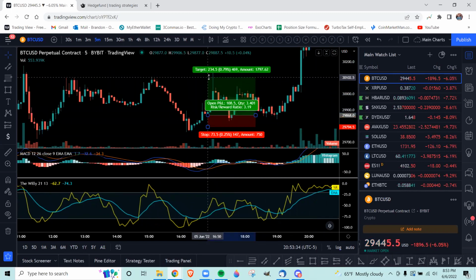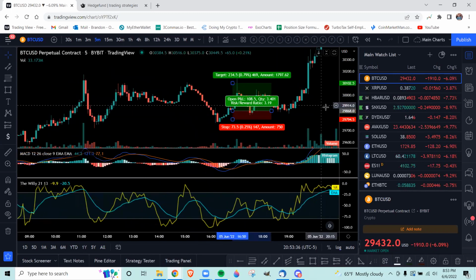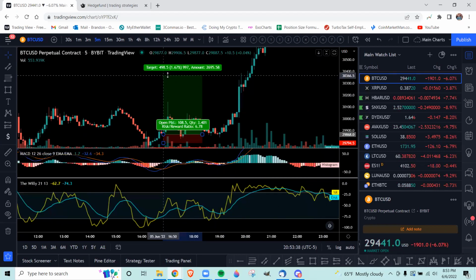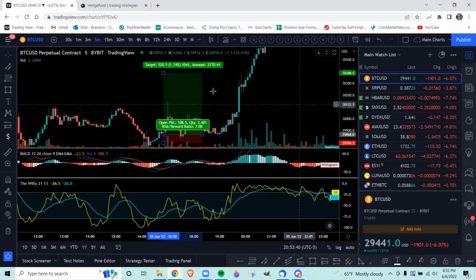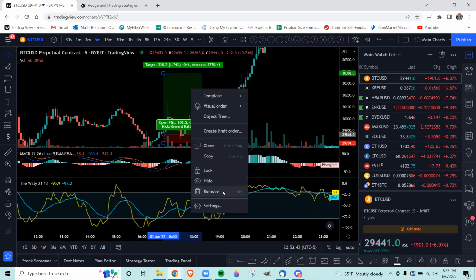And right away, it's like a nice 3-to-1. If you end up holding on to this, obviously you're making even more. It's like a 7-to-1, depending on how long you held this or if you took profits right away. You guys can take profits depending on where your targets are.